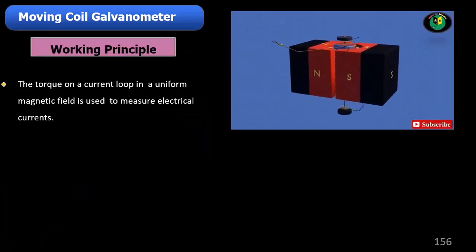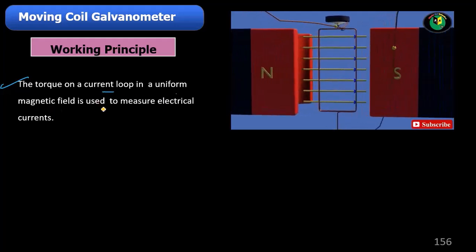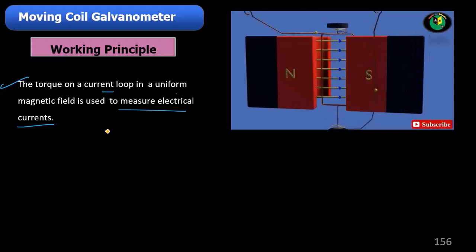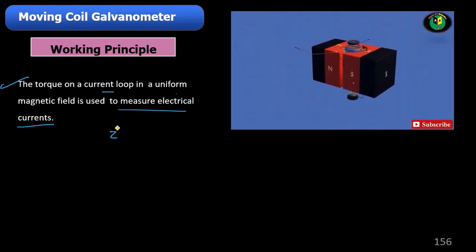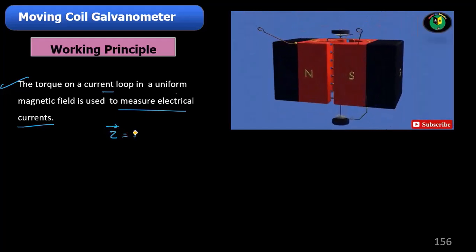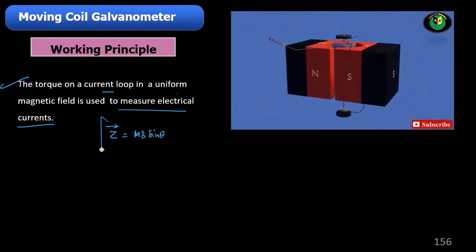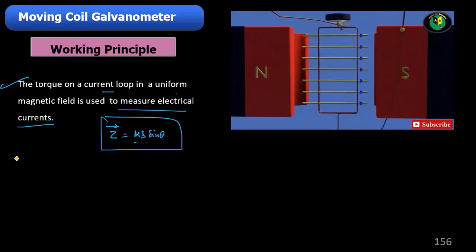So, the torque on a current loop in a uniform magnetic field is used to measure the electrical current. That means I want to apply a torque. So, what is torque? I know the torque is equal to mB sin theta. Now, what is this theta? Theta is the angle between the m vector and B.